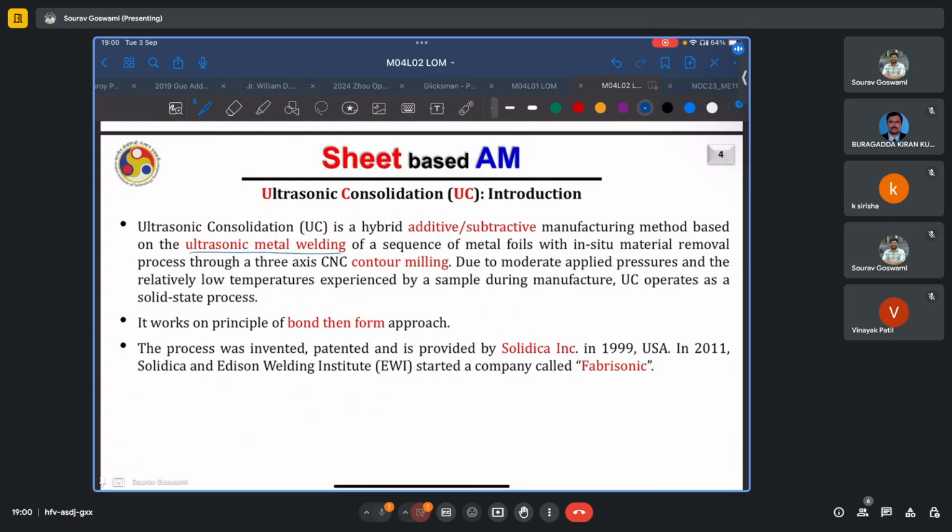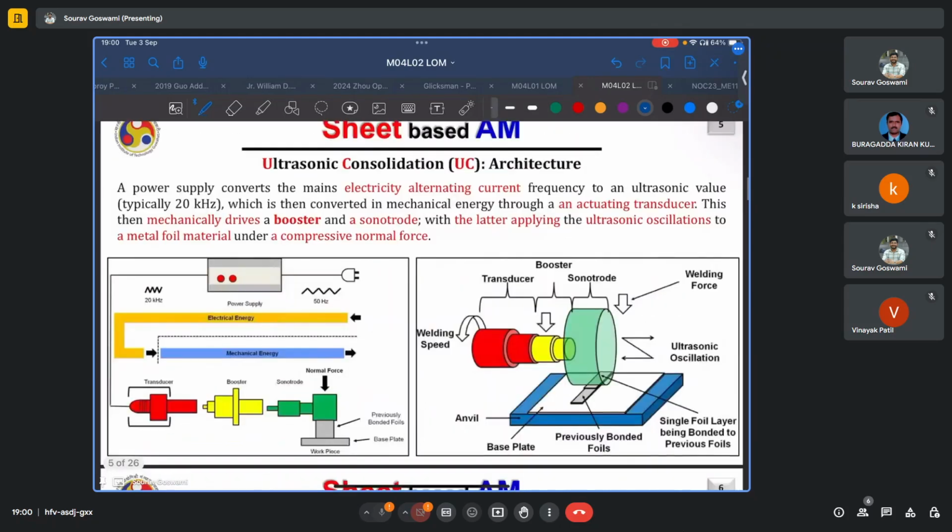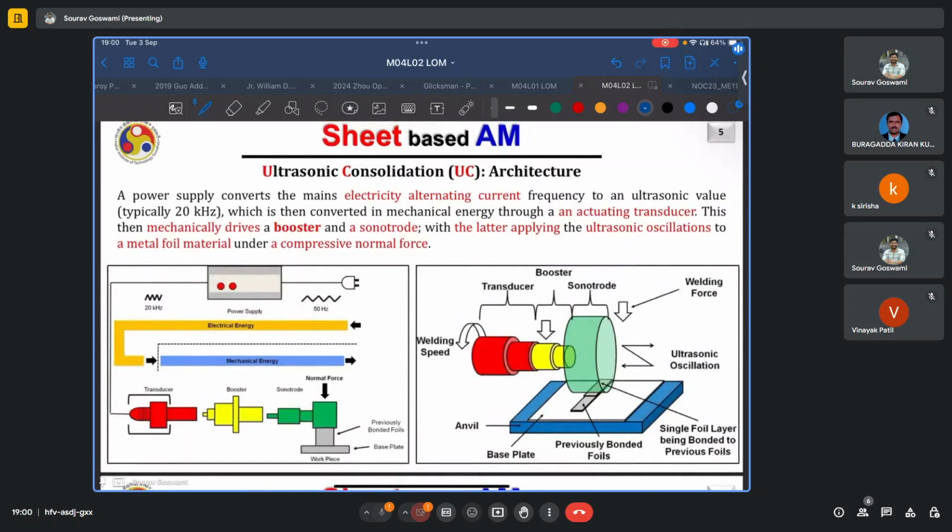Now, because of the applied pressures, which are moderate, and the relatively lower temperatures, which will be say 30 to 50% of the melting point, UC operates as a solid state process. It works on the principle of bond and then form, and it was invented and patented by Sourav in 1999. Later, Sourav collaborated with the Edison Welding Institute to start a company called Cabrisonic. We'll go into the depth of the working principles of such a technology.